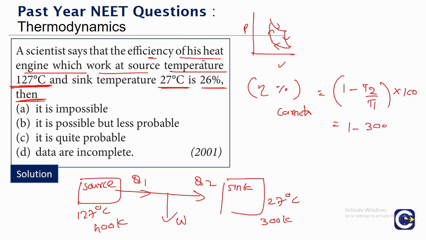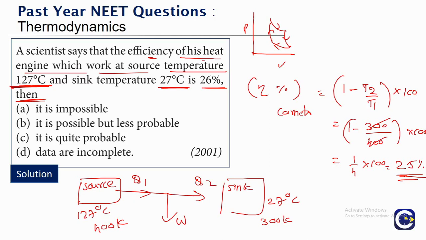Okay, so here you can see the maximum efficiency percentage is what? 1 minus 300 by 400 into 100. So what is this? 100 is cancelled. 1 minus 3 by 4 means what? 1 by 4. 1 by 4 into 100 is what? 25%. This is the maximum efficiency we can have. That will be achieved for the ideal heat engine, Carnot's engine. But here the scientist is saying what? He is saying his heat engine is able to give an efficiency of 26%. Is it possible? No, right?